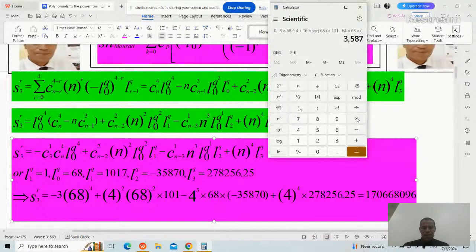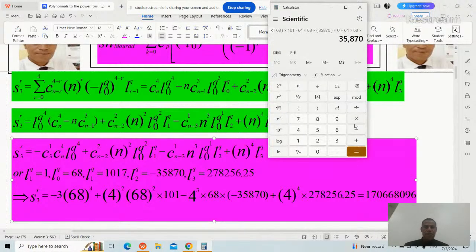870, close the parentheses because it's negative. I will repeat this. Multiply by 0. When you multiply by 0, it means that you add nothing. I will just make minus 4, minus is positive, plus 64 times 68 times 35, 870.